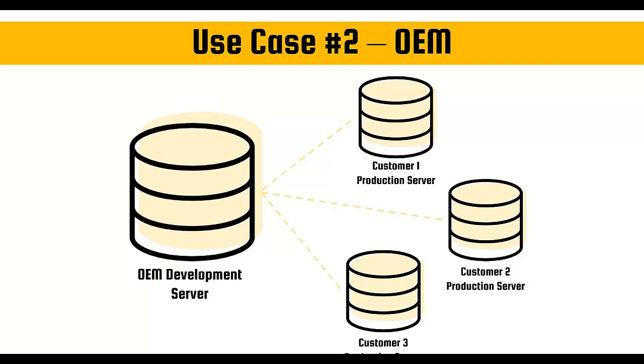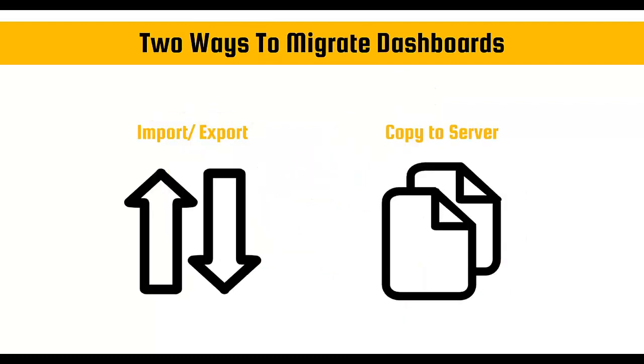So in order to migrate dashboards between environments easily and quickly, we have two main methods to do it. The first one is import-export. This one I believe most of you are familiar with. This method is basically exporting a dashboard to a dash file. It's a local file, and this method is best when you don't have access to both servers and for backup purposes.